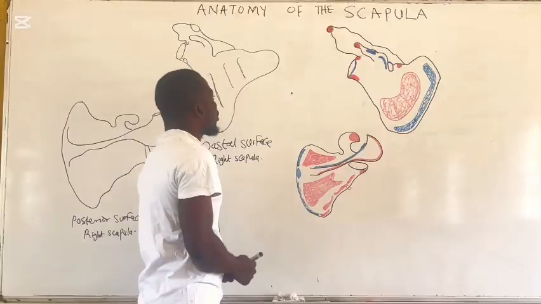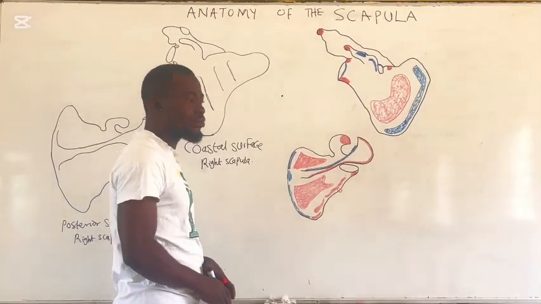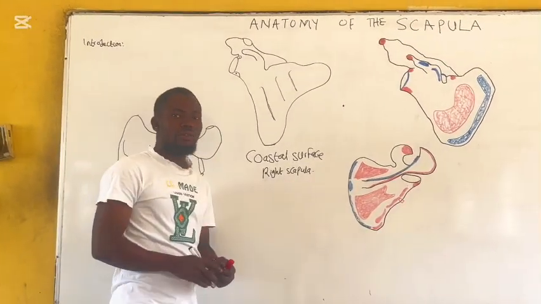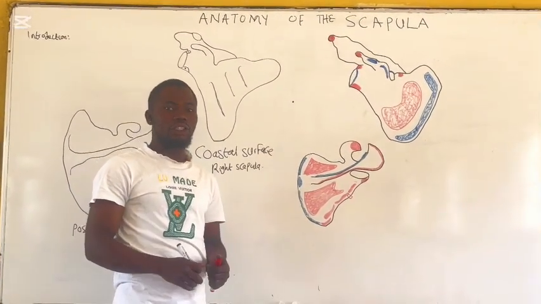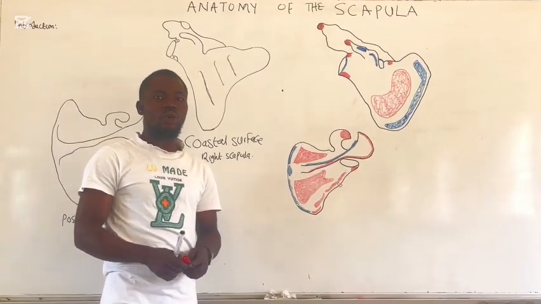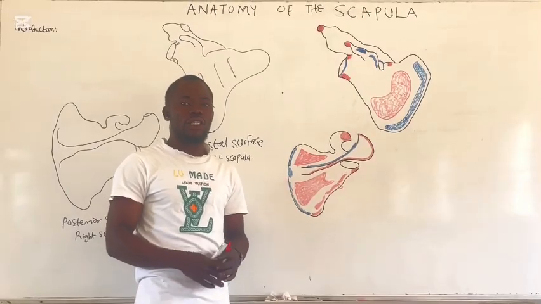In today's class, we shall be looking at the anatomy of the scapula. So, introduction. Scapula is derived from a Greek word meaning shoulder blade, and it is a triangular bone which is located at the upper part of the posterolateral aspect of the thoracic cage.